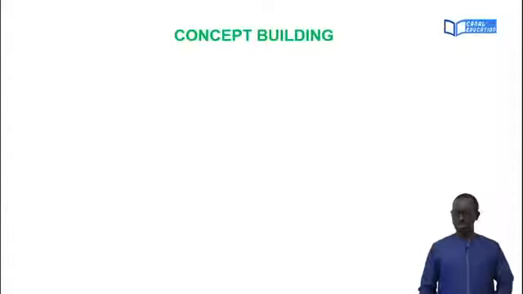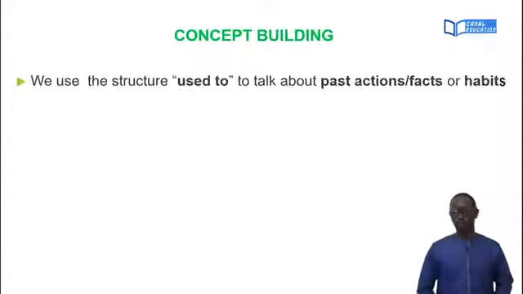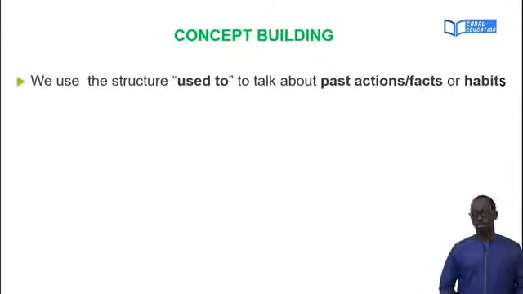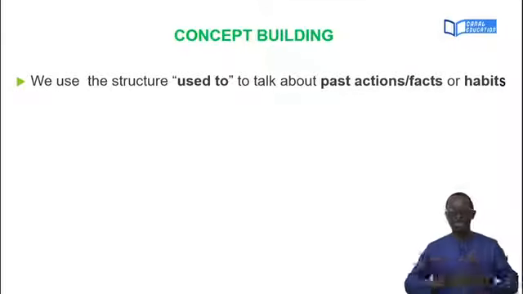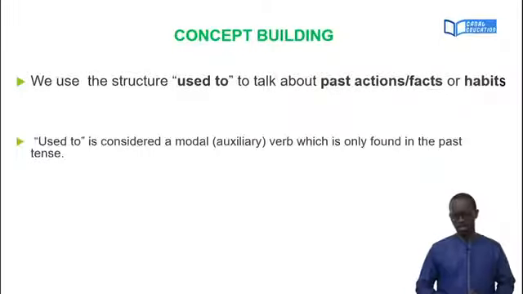And the title of our lesson today is Expressing Past Facts and Habits Using a Very Particular Structure. You will discover it in a while. We're going to see how to express past habits and even an event using used to. Used to is the structure we use when we want to talk about past facts and habits. And what is it considered as? It is a modal auxiliary which is only used in the past.